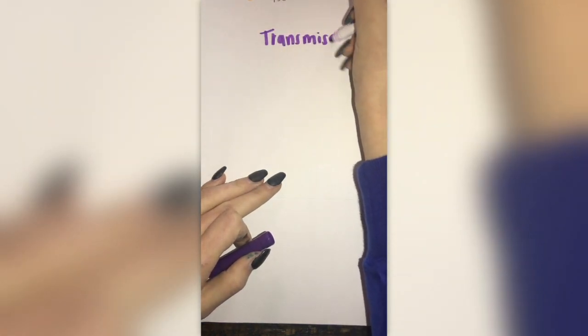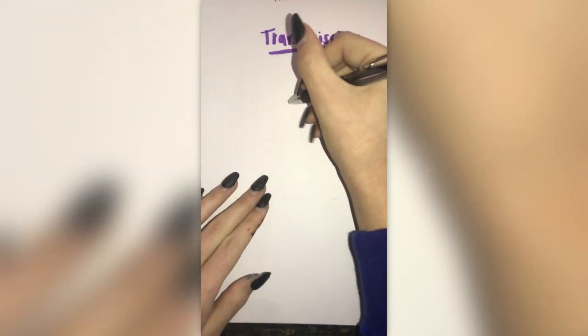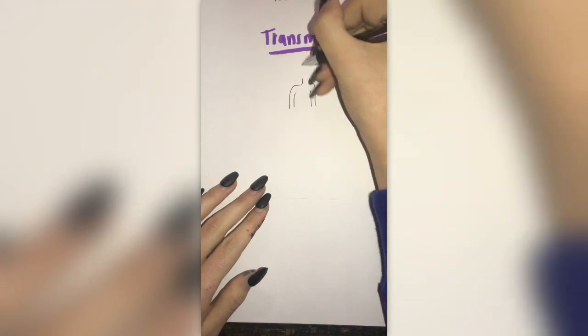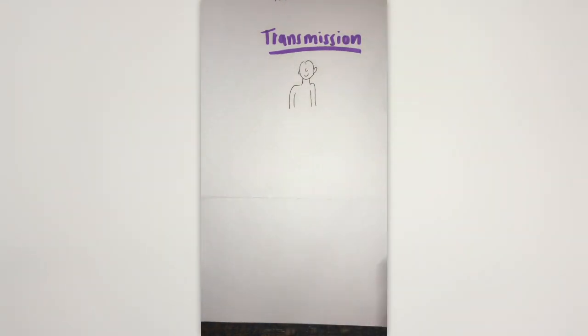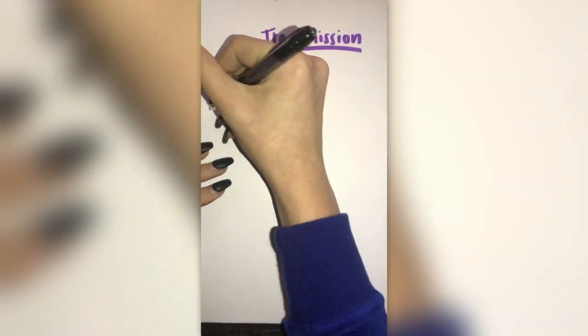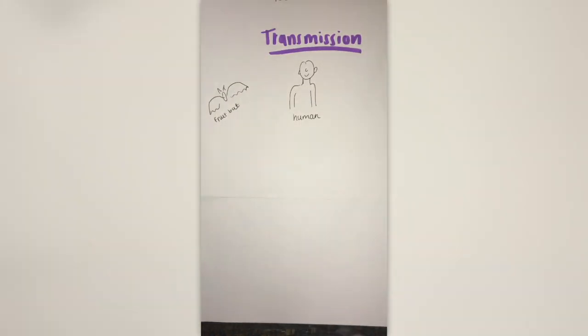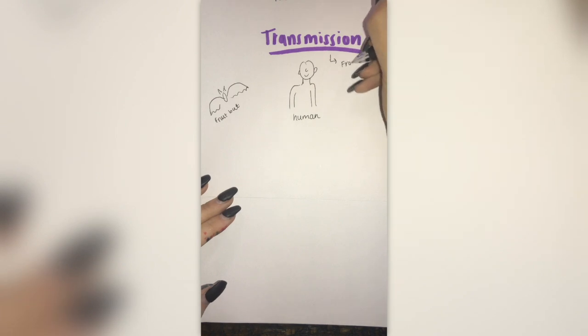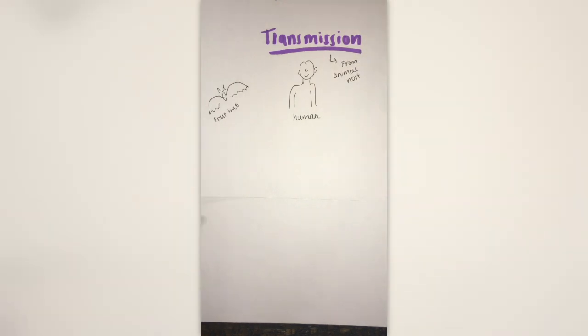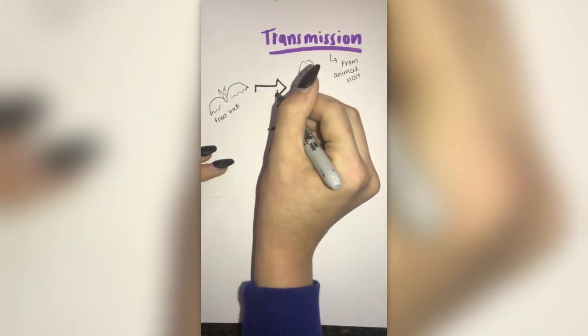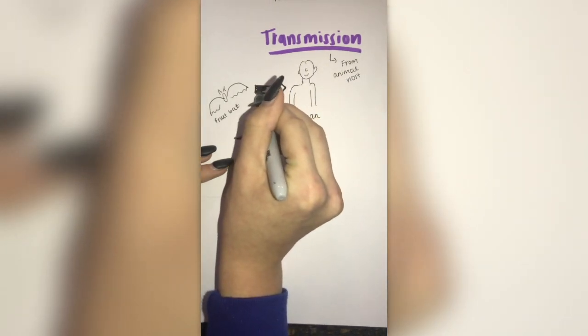In regards to the transmission of the Ebola virus, humans can get it from other animals or humans themselves, so any infected host. An example of a species that carries the Ebola virus would be a fruit bat. The infected fruit bat would have contact with the human through blood or other body secretions, and that would cause the human to get infected.